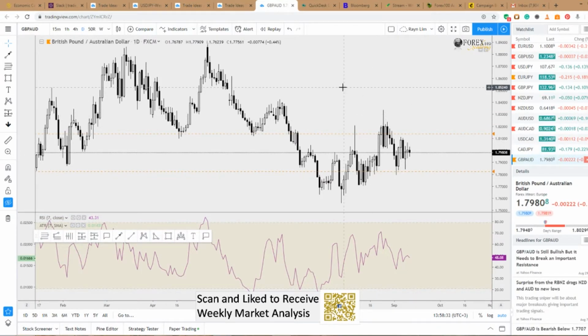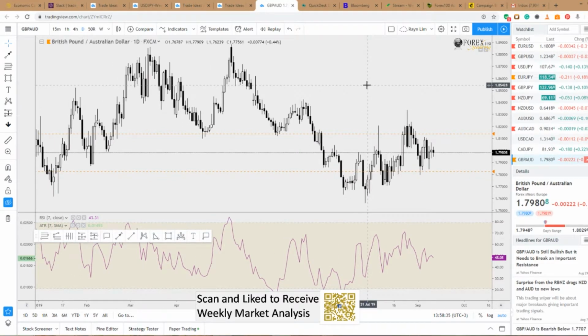Last pair of today, pound Aussie is a juggernaut. So if you are trading pound dollar, you will see that pound dollar movement is very big. Pound yen, we call it the beast. It moves very swiftly and big movement. Pound Aussie, pound CAD, pound franc, these are the juggernauts.